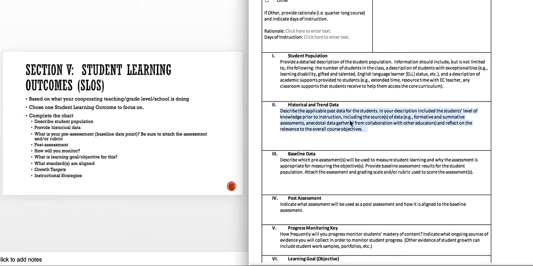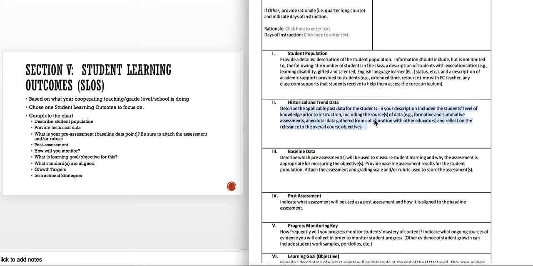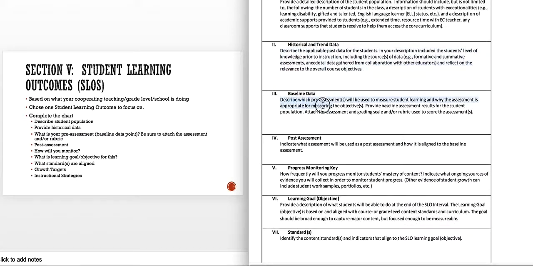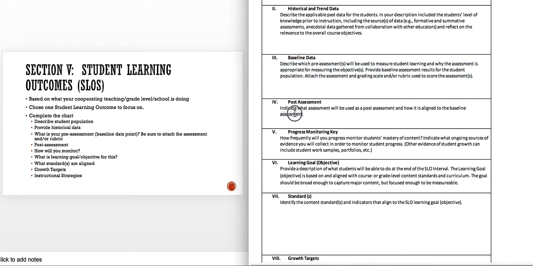The second part of your student learning outcomes are historical and trend data. So is there any applicable data from the past that you know about either your students or the assessments that you're going to be using? Your baseline data is what you get from your pre-assessment. So how do you measure where your students are before you start teaching them, working with them on this learning outcome?